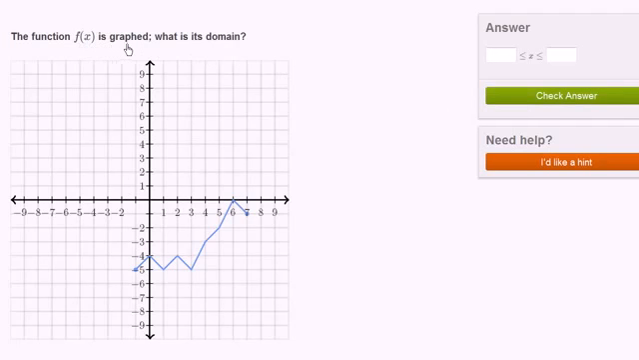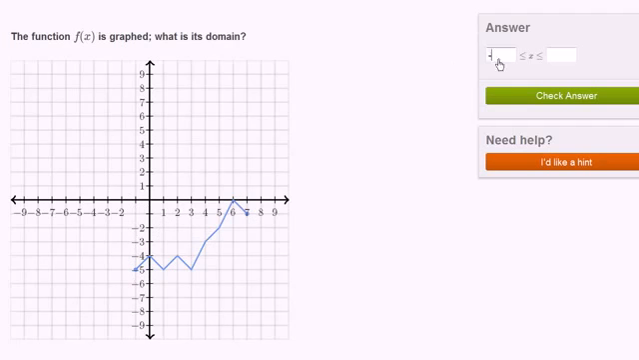The function f of x is graphed. What is its domain? Well, exact similar argument. This function is not defined for x's -9, -8, all the way down, or all the way up, I should say, to -1. At -1, it starts getting defined. F of -1 is -5.